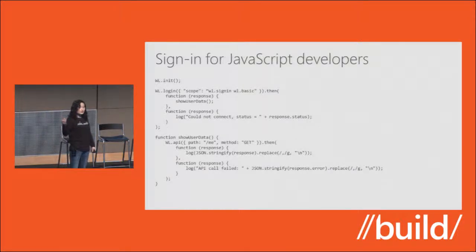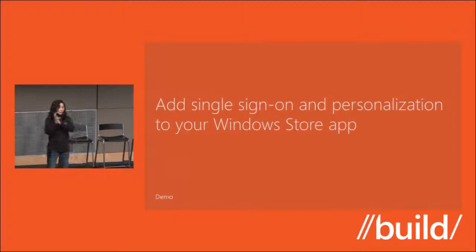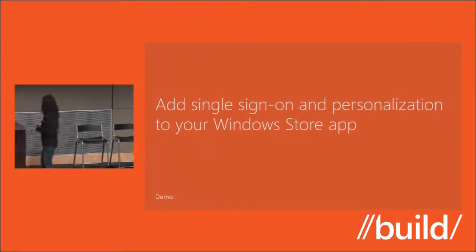For getting user data, there is one single API call. API is actually the name of the method. So there's one single API call where you pass in the path you want to use, and then it will just return the JSON that comes back from the server. So I want to show you an app that actually does this. And that's my first demo.